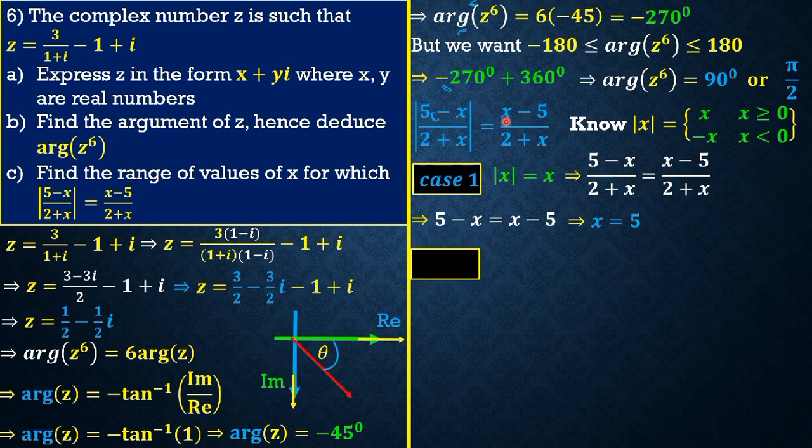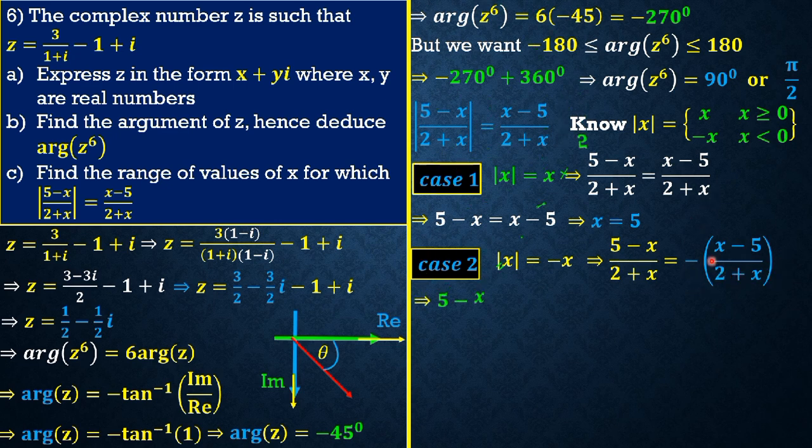Let's look at case 2, when the absolute value of x is equal to negative x. In that case, 5 minus x over 2 plus x simply becomes negative of x minus 5 over 2 plus x. Simplifying that result is going to give us 5 minus x equal to negative x plus 5. Simplifying that gives us 5 equal to 5, or 0 equal to 0, which means this condition is true no matter the value of x you put. So we have taken care of the fact that this can be equal to just x and this can be equal to negative x.